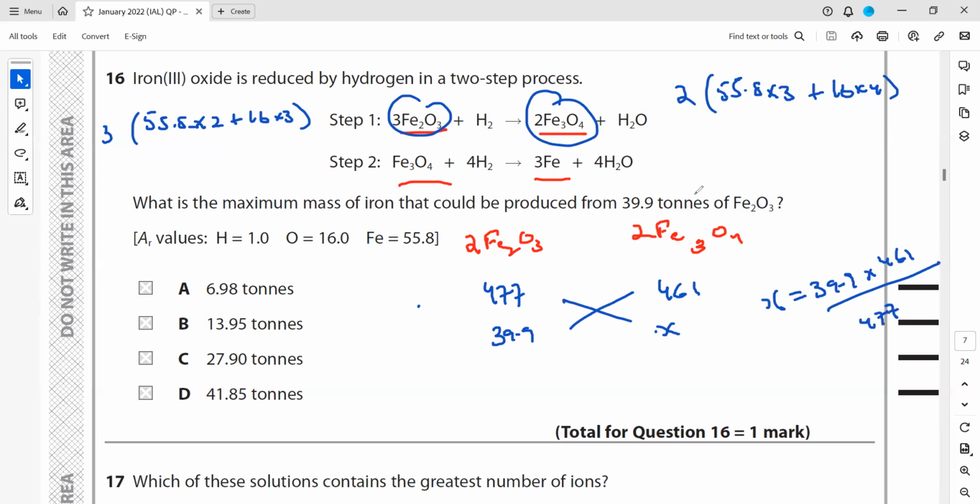When we take a ratio of the mass, we are taking the whole mass of the compound given in the equation. What's the answer for x? 39.9 multiplied by 461. The mass of iron that could be produced from 39.9 tons of iron oxide. So if we have 39.9 of iron oxide, how much? First, we are finding how much of this compound is produced, and from this one, we'll find iron.